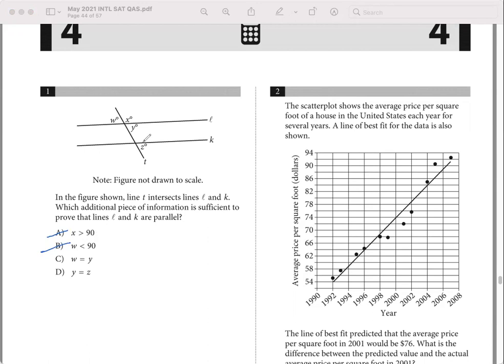We don't need to know that because W and Y are vertically opposite angles, so that doesn't tell me anything. Y equal to Z. Now, if Y and Z are equal, these are corresponding angles, right? And if they are equal, that would mean that lines L and K are parallel. So option D is enough to prove that lines L and K are parallel. Okay, so let me just mark that. Option D.